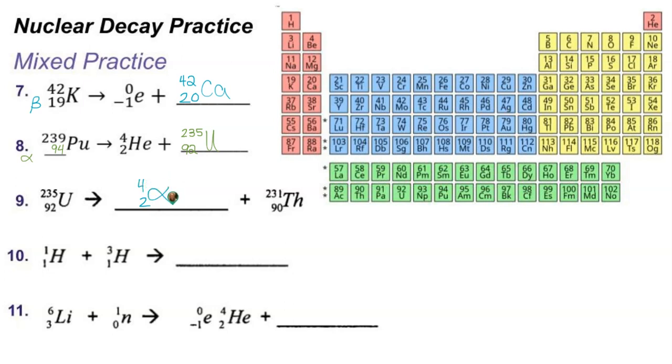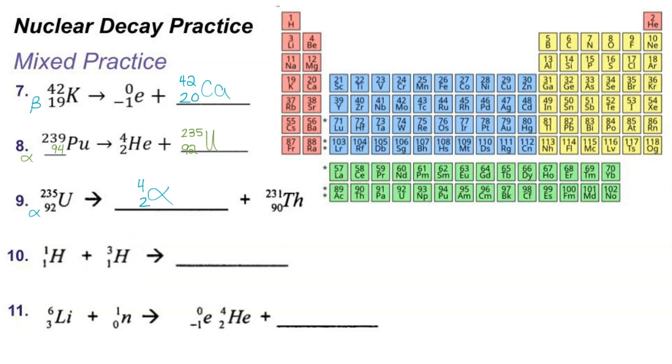So I'll put that alpha symbol. So this is alpha decay here. And all we had to do is look at the change to the mass number and the atomic number. On number 10, we have 2 isotopes of hydrogen coming together.